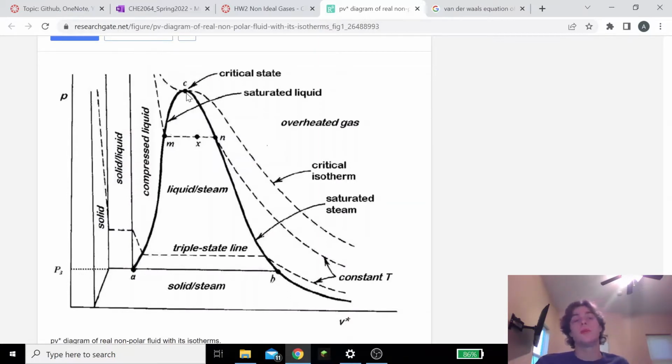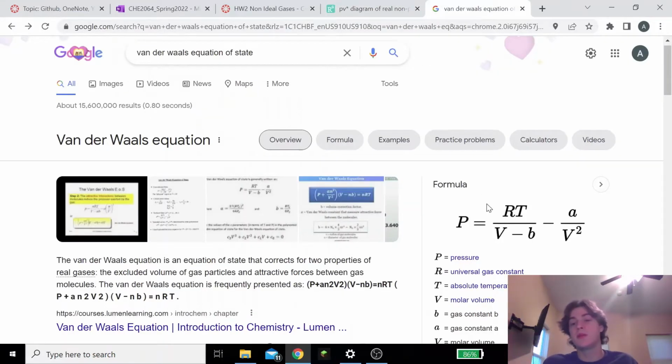Those will be our two equations we use. Since the critical pressure, temperature, and specific volume will be known because that's something you can measure in a lab, we'll be able to use those to calculate B and A. And I'll show you how to do that in the next part.